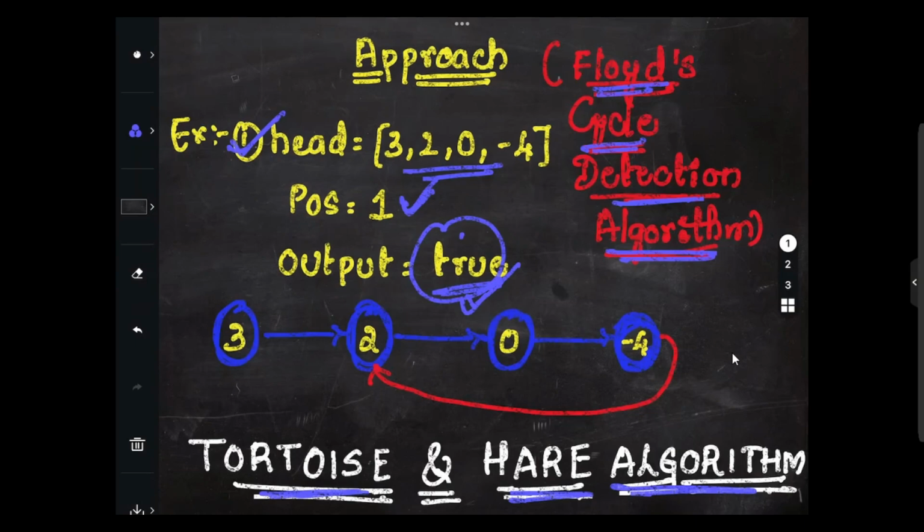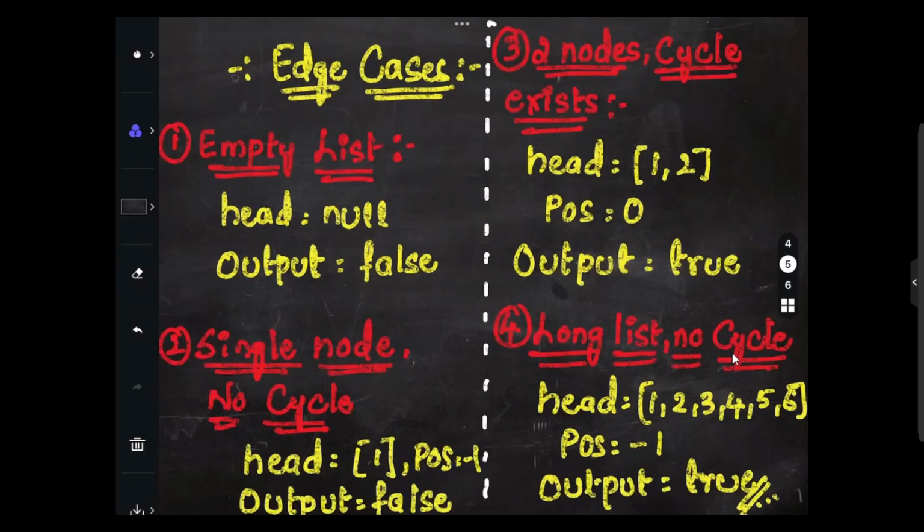So now we are completely familiar with the approach. As we are familiar with the approach, let's discuss the edge cases one by one quickly. So let's come to the first edge case here. The first edge case is for the empty list.